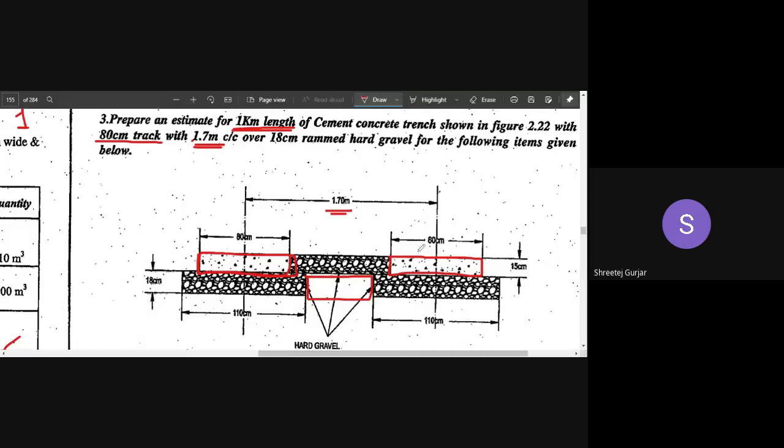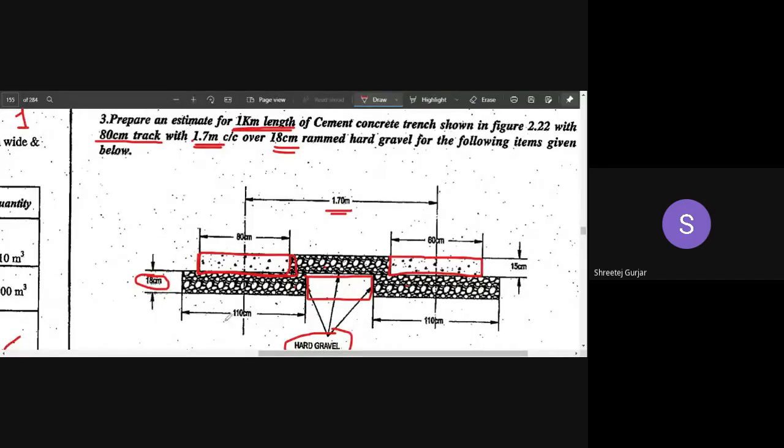You can see they have drawn the center line, and then they have mentioned this distance. The road is over 18 centimeter rammed hard gravel for the following given items. So 18 centimeter is the base on which your pavement is laid. This thing and this thing, all of these are hard gravel, 18 centimeter in thickness.